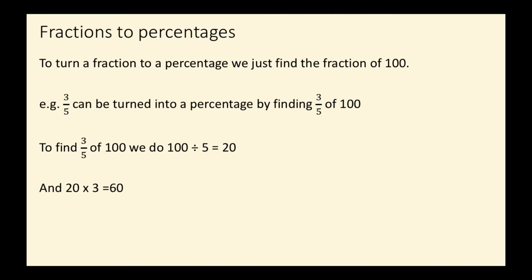You must have heard of the rule, we divide by the bottom and times by the top. That's what we're doing here. We're doing 100 divided by the bottom, which gives us 20, and then times by the top, which gives us 60. That's how you find a fraction of any number. It doesn't just have to be out of 100. If they ask you for 3/5 of 75, you'll just do exactly the same method. But this is specifically for turning that fraction into a percentage. So that equals 60, so 3/5 as a percentage is 60%.